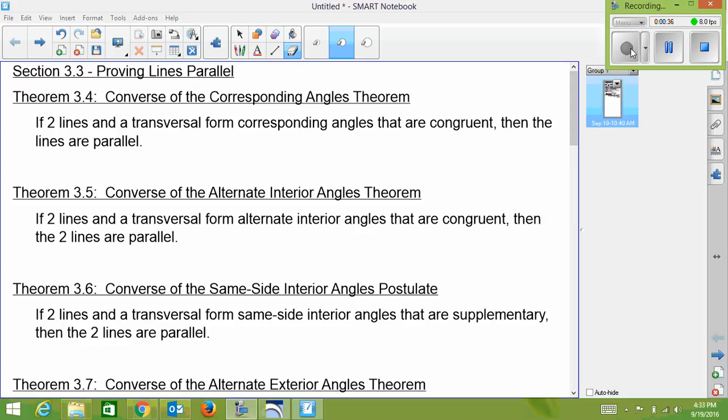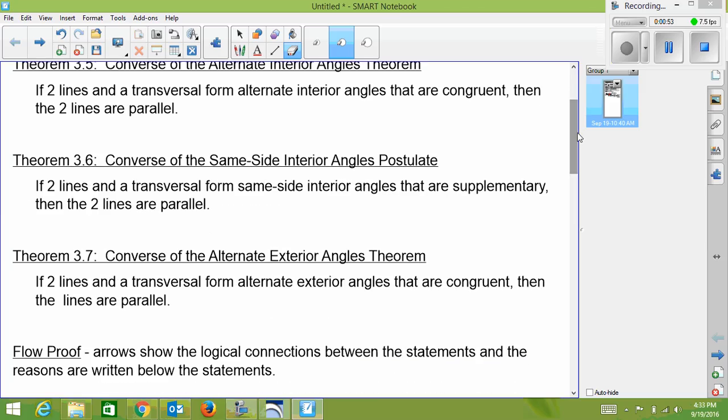Theorem 3.5, converse of the alternate interior angles theorem. Again, it's the opposite of that other theorem. If two lines and a transversal form alternate interior angles that are congruent, then the two lines are parallel. So now we're not sure if lines are parallel, and we can prove that they are knowing these things.